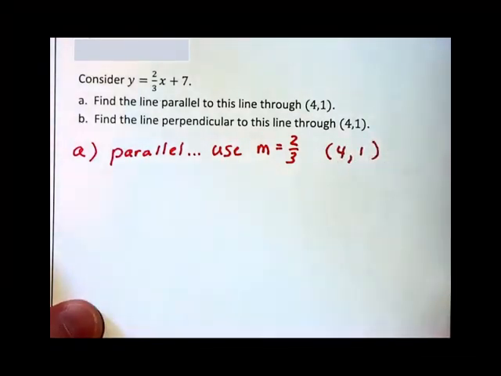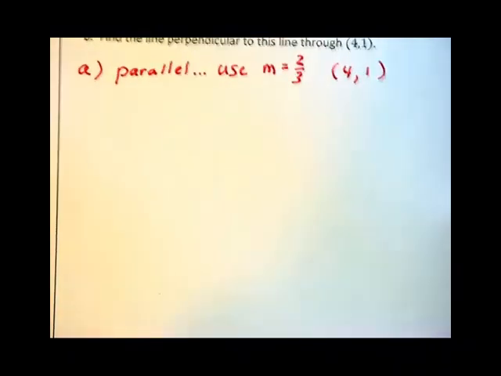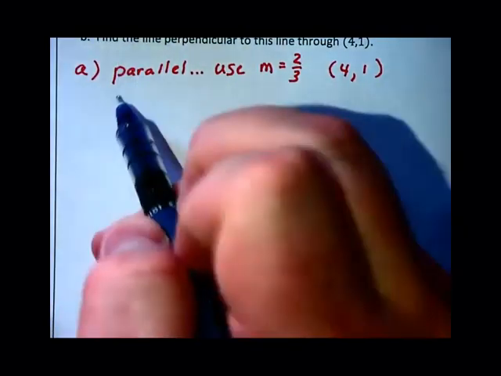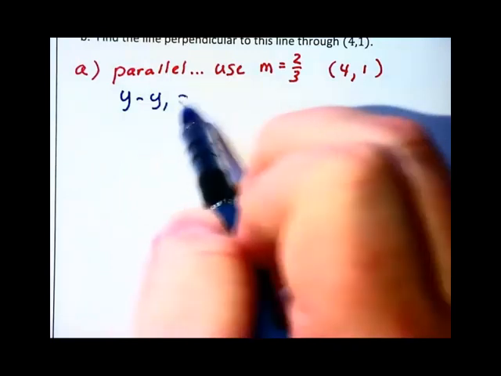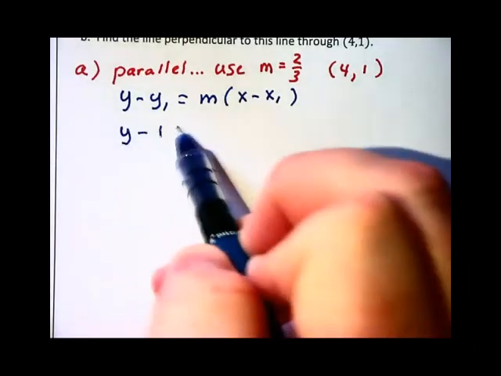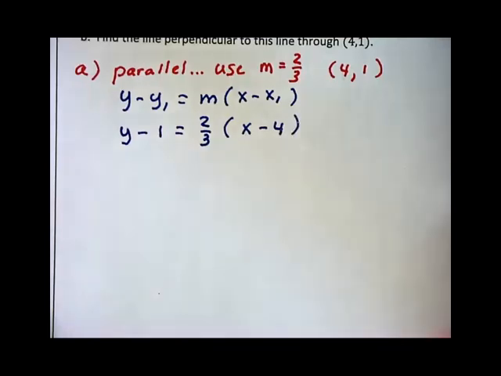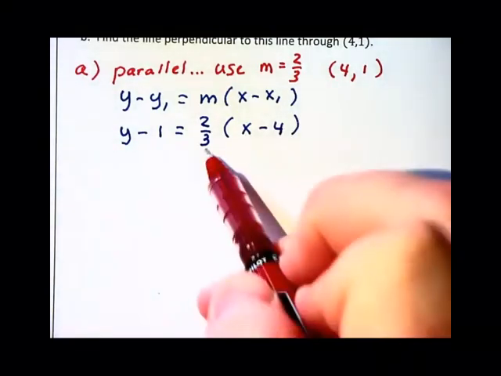There's our point and our slope for the point slope formula. So let's go through and write this out now. y minus y1 equals m times x minus x1. There's our point slope formula. This will become y minus 1 equals 2/3 times x minus 4. There's our equation in point slope form.